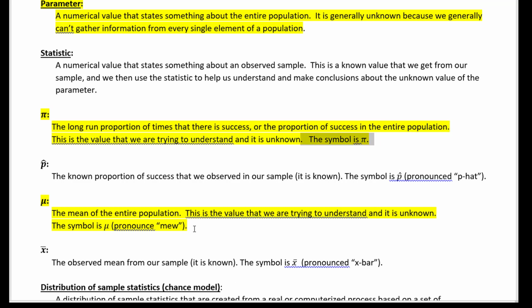Now note, we're not going to do it in this example, but there's another parameter we're going to focus on a lot in this course, and that's mu. This is the Greek symbol mu. It looks like a little u, but it has a longer tail on the left side. Mu represents the mean of an entire population. It's a value that we're trying to understand, and it's unknown. And again, it's pronounced mu. We'll do that in a future example. Just see the future video. For now, let's focus on our understanding of pi in this example.